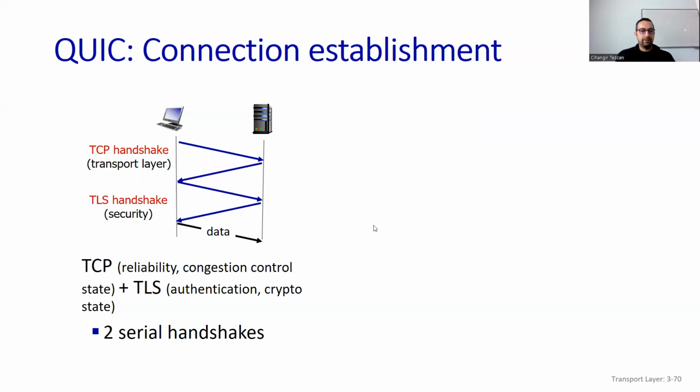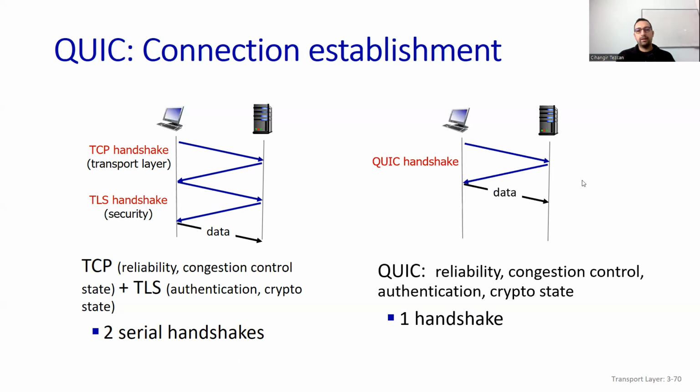So let's look at TLS, then TCP, and then QUIC. So in the TCP handshake, what happens is as follows. You start with the TCP three-way handshake. And then if you need security, and of course, most of the time we need it, we use the TLS handshake, right? Then send the data. Of course, we haven't talked about TLS yet, so we will talk about it in the future. So TCP provides reliability and congestion control state. TLS provides authentication, crypto state, and so on. So two serial handshakes. In the QUIC handshake, you try to provide it in one single handshake, which solves the problems of reliability, congestion control, authentication, and crypto state.